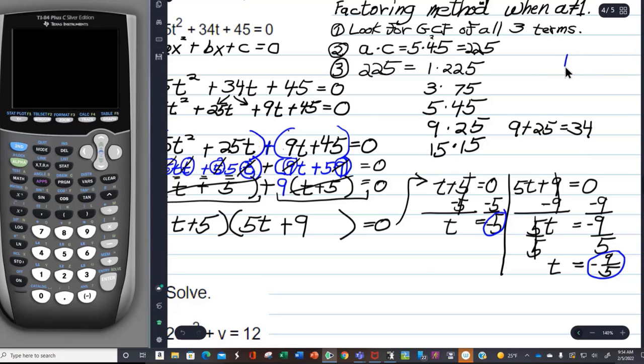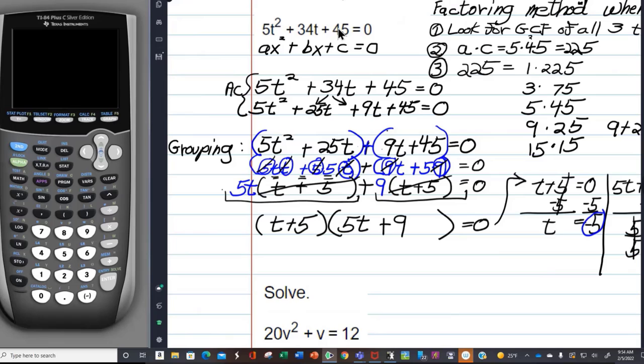And so your answer, let's write it over here by the question. t equals negative 5, comma, negative 9 over 5. Wasn't that fun? No, okay. But those are the solutions to this equation, and they're the zeros to f of t equals 5t squared plus 34t plus 45.